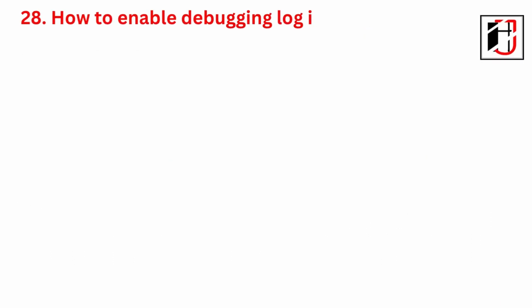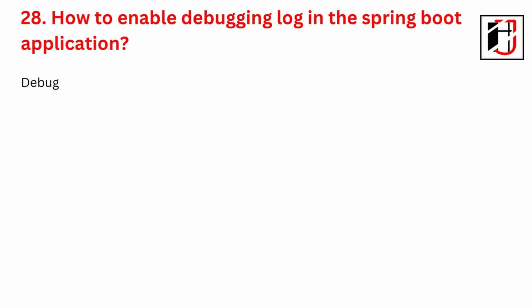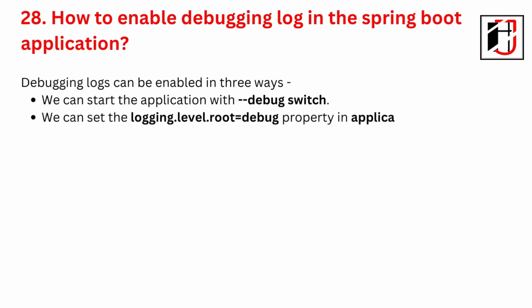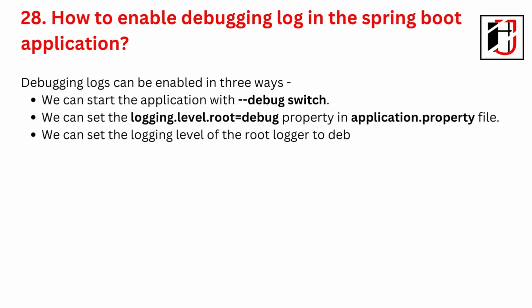How to enable debugging log in Spring Boot application? Debugging logs can be enabled in three ways. We can start the application with the debug switch. We can set the logging.level.root=debug property in the application.properties file. We can set the logging level of the root logger to debug in the supplied logging configuration file.